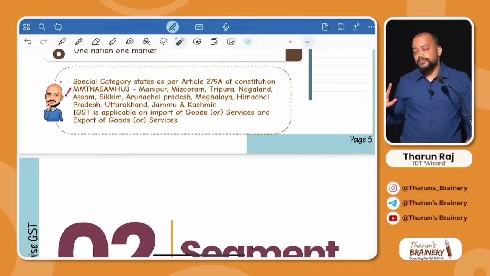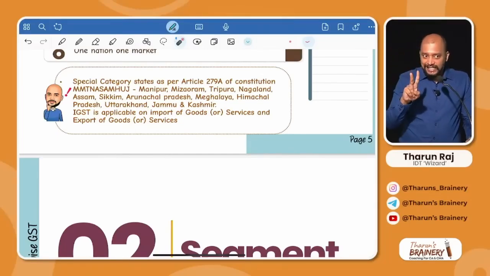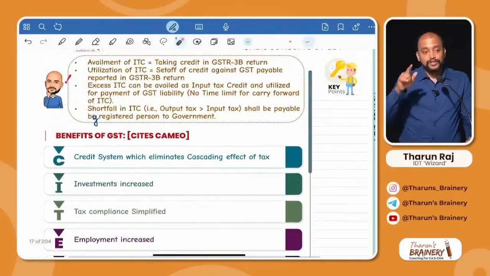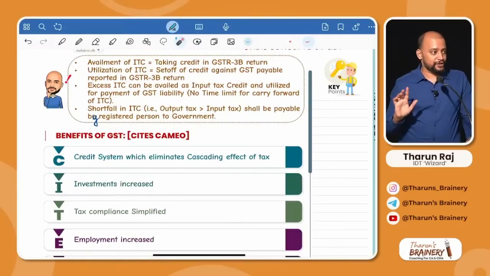Mostly in these basic aspects of GST, we will get MCQs or some theory questions. I told you which are the theory questions. 3 important theory questions. Number 1, GST network, GST Council, and these benefits of GST. Mark this as important for short note.